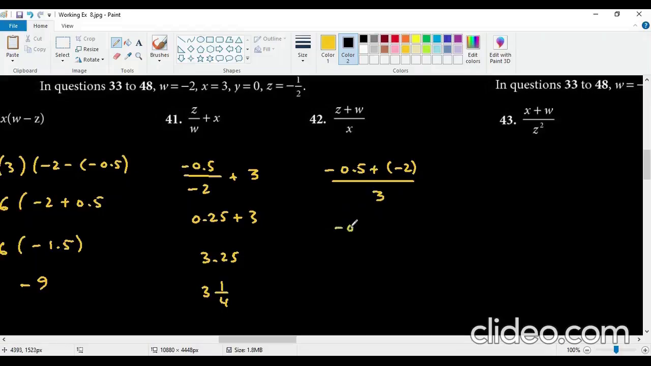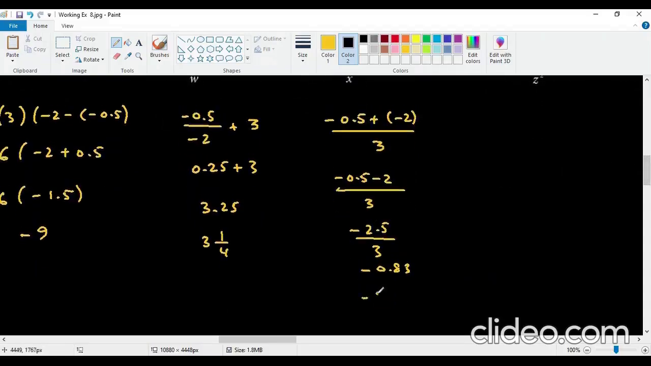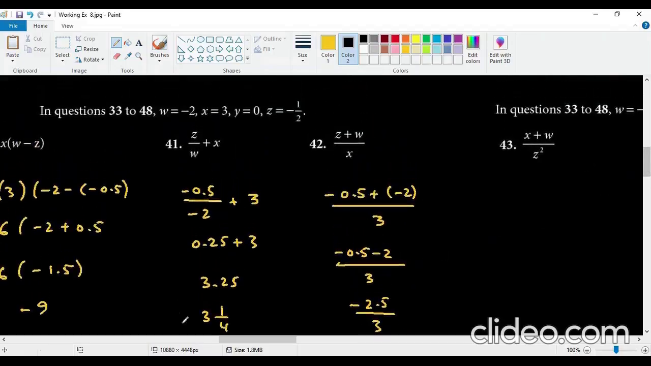That means negative 0.5, negative 2, divided by 3. So this is going to give you negative 2.5, and when divided by 3, 2.5 divided by 3 is going to give you 0.83. So negative 0.83, or in other words, you can say the answer for question number 42 is negative 5 over 6. Now comes question number 43.